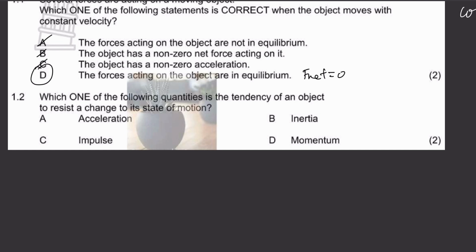Question 1.2, which one of the following quantities is the tendency of an object to resist a change in its state of motion? This is more of a definition type question. The answer here is inertia.